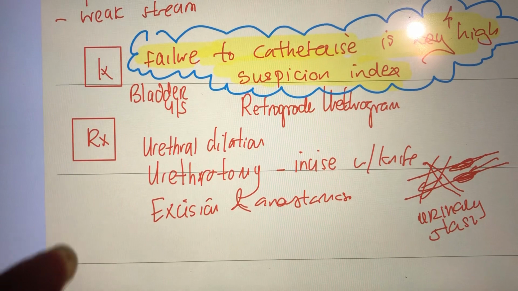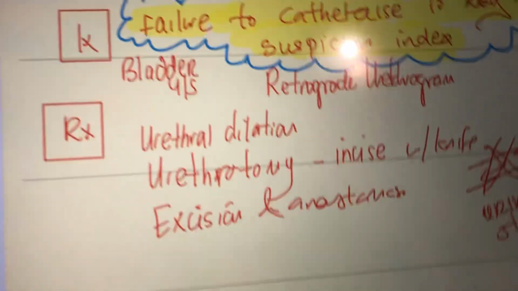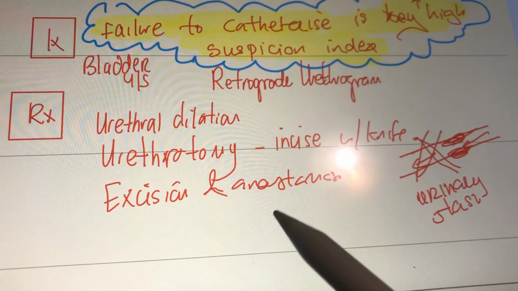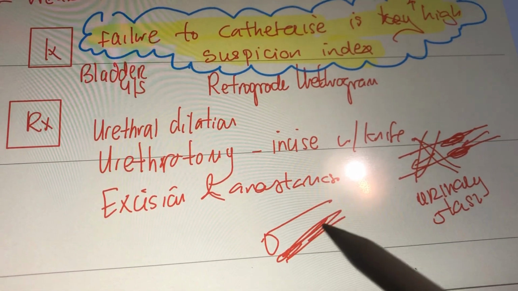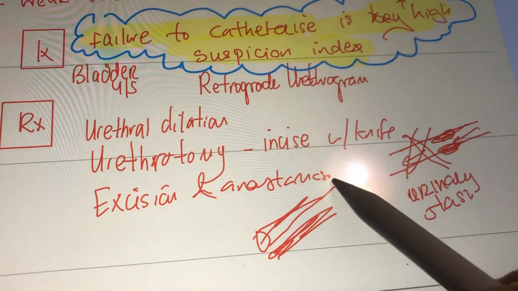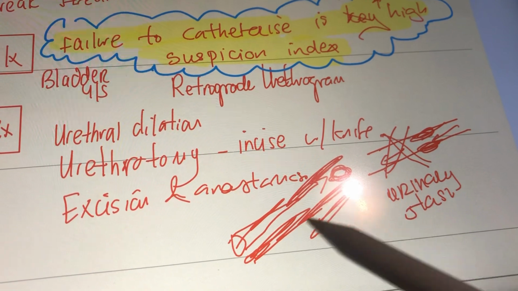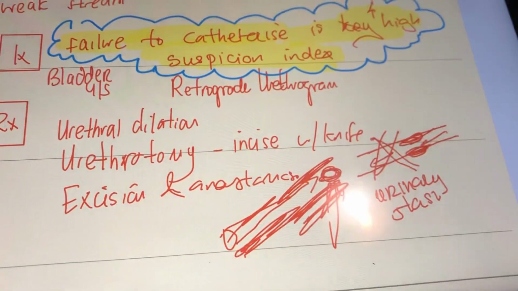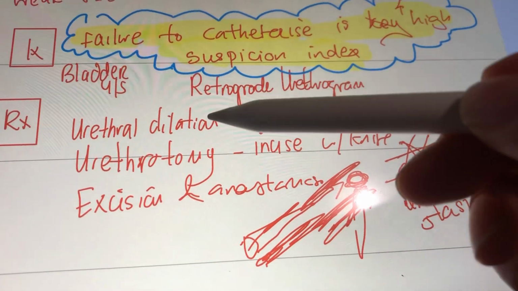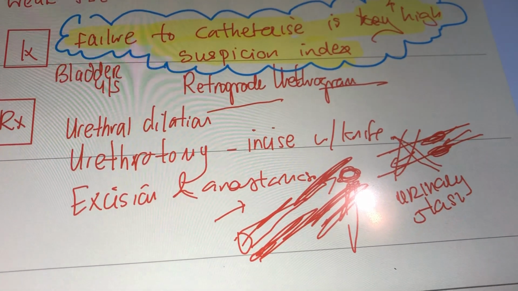Investigations can also be with a retrograde urethrogram. What that does is essentially you inject contrast dye into the urethra, and then you can visualize that dye and where does it go up to. And if it stops at a certain point, you know that that is where the stricture is, or that is where the obstruction likely is. That's known as a retrograde, backwards, urethrogram.